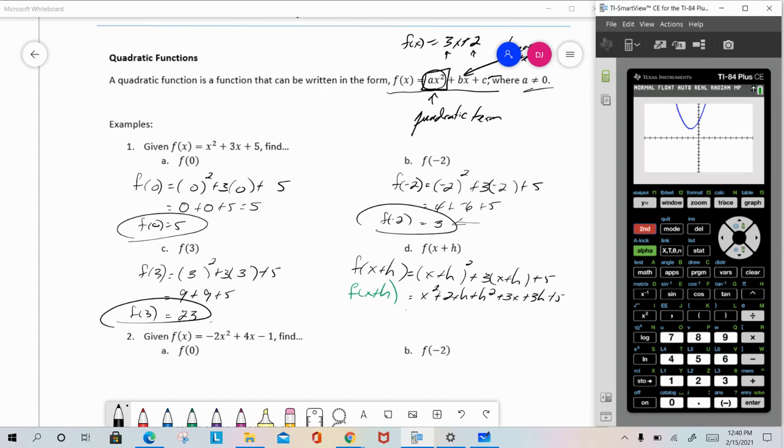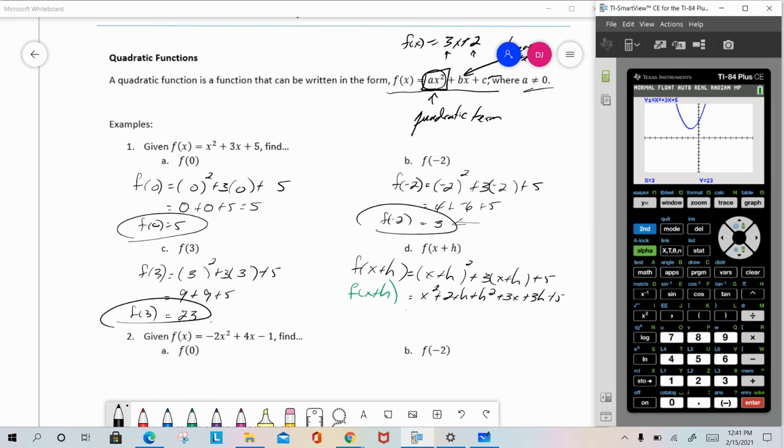Now you see here it says calculate. I can go second, calculate, and calculate a value. When x is 0, y is 5. If x is negative 2, y is 3. If x is 3, y is 23. Okay, so there's all those options. One limitation here is I have to graph the function. I got to be able to find the function.